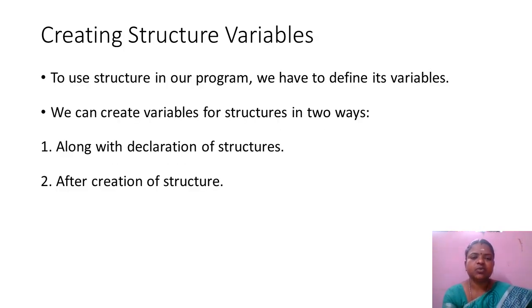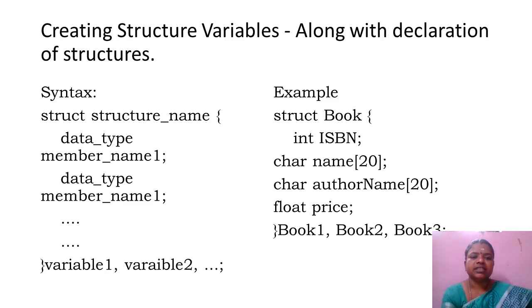Creating structure variables. Once we create structures, we can start using the variables of that structure type. You can create the structure variables in two ways, one along with the declaration of the structure, the other one after creating the structure. This is the syntax of creating structure variables with the declaration. While declaring the structure itself, we are creating the variables, before the semicolon. You give the structure type, and then you have the variables here. This is the example of book structure with the variables book1, book2, and book3.